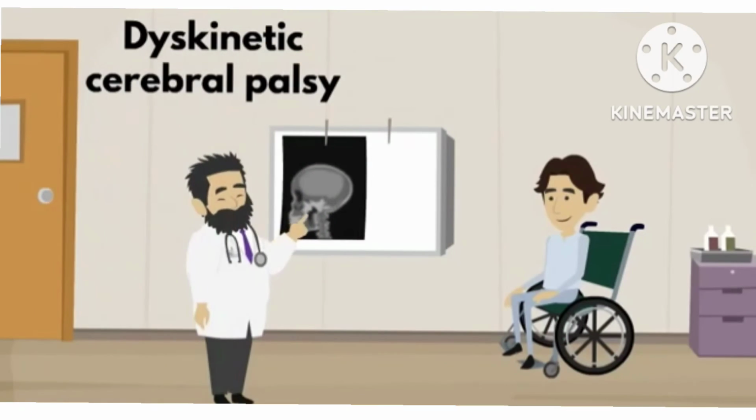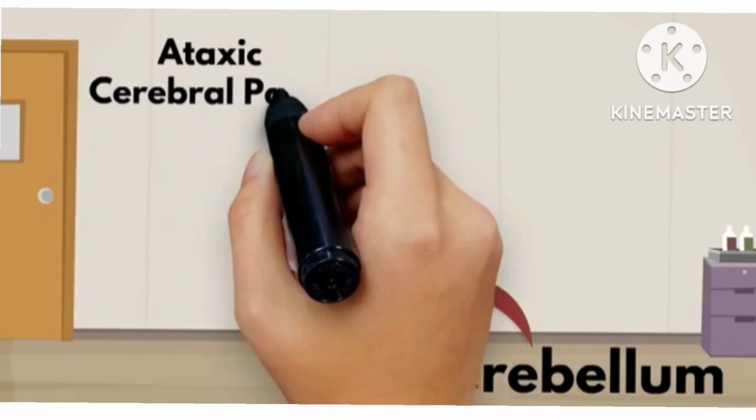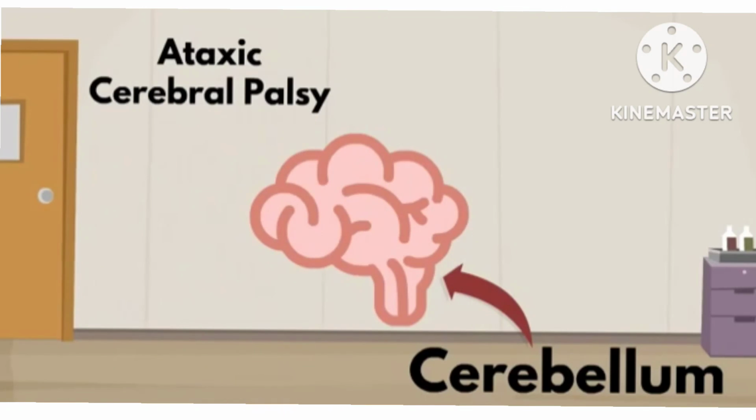Another type of cerebral palsy is called dyskinetic cerebral palsy. This type often leads to uncontrollable movement of the body as a result of small damage in the basal ganglia, an area in the middle of the brain. Damage to another part of the brain, called the cerebellum, can lead to poor balance and coordination. This type is called ataxic cerebral palsy.